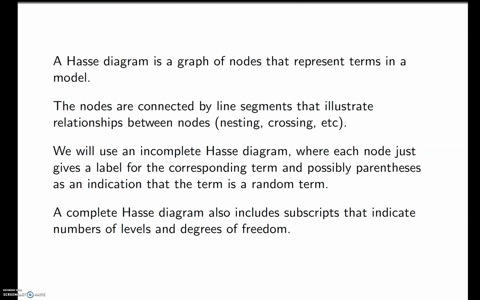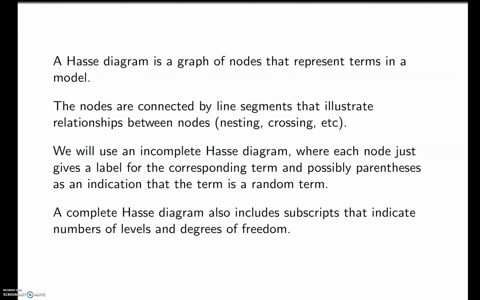So a Hasse diagram is just a graph of nodes, and each node is a term or a factor in your model. The nodes are connected by little line segments, just lines, that illustrate relationships between the nodes. So it might show nesting, meaning you'll have one node right below another node connected with a line segment. Or it might be crossing, which I'll show you what that looks like in just a moment.